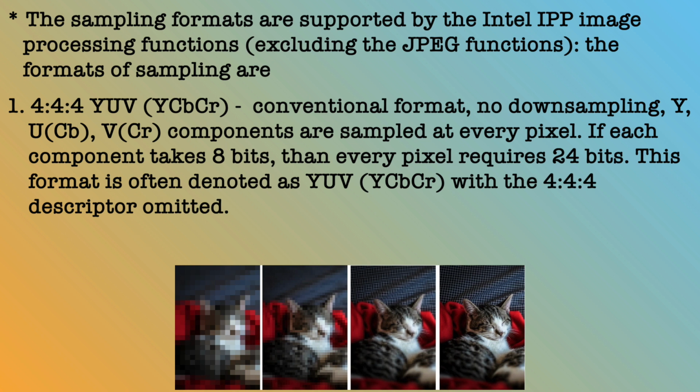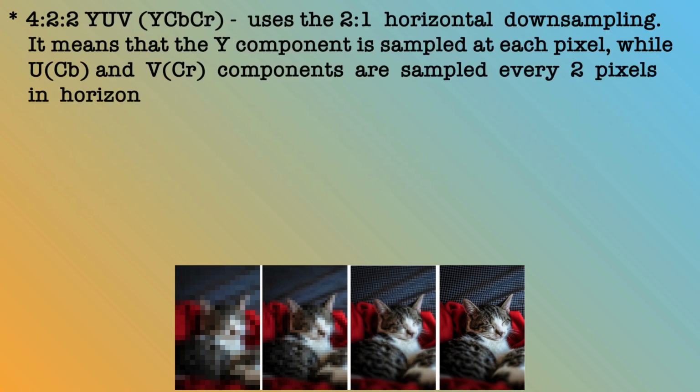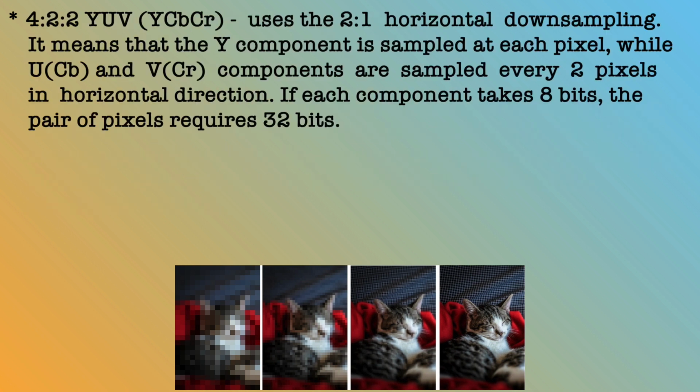The second sampling standard is YUV 422, which uses 2:1 horizontal downsampling. It means that the Y component is sampled at each pixel, while the U (Cb) and V (Cr) components are sampled every 2 pixels in the horizontal direction. If each component takes 8 bits, the pair of pixels requires 32 bits. We can see it in the figure.